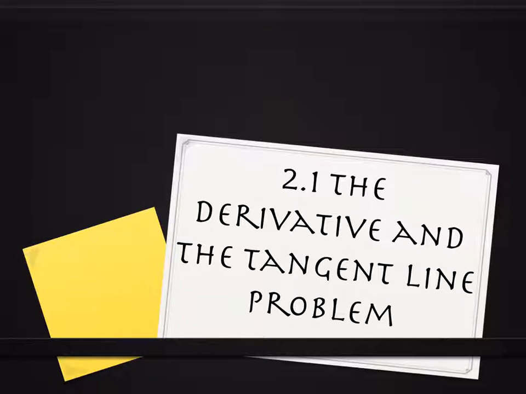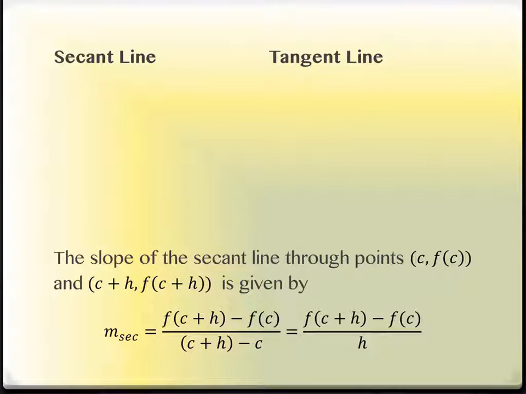All right, section 2.1 is titled The Derivative and the Tangent Line Problem. We've seen a little bit of this already. We've talked about it in vague terms, and we're going to talk about it in much more specific terms today. We encountered what we would call a secant line and a tangent line back on the very first day of class. I drew some pictures for you, and I'm going to draw those pictures again, but with a little bit more detail this time.